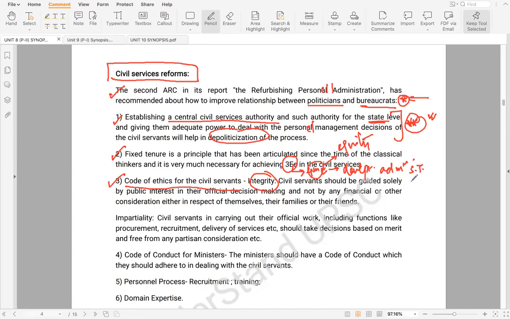to let go of short-term political gains for long-term economic rationality or sustainable development, right? And this can only come in once they have integrity attached. You need impartiality. The civil servants in carrying out their official work, including functions like procurement, recruitment, delivery of services, etc., should take decisions based on merit and free from any partisanship. You can also talk about the value as well as political neutrality of Weber in this case.